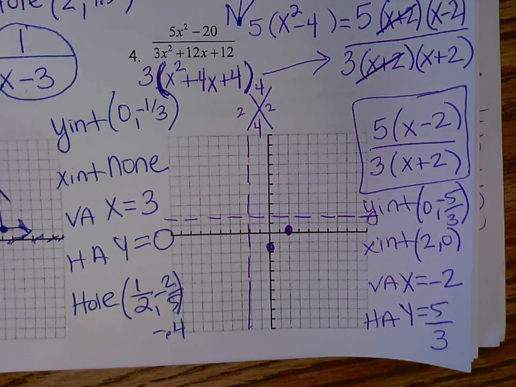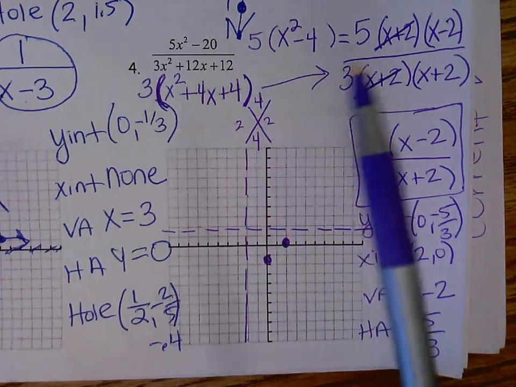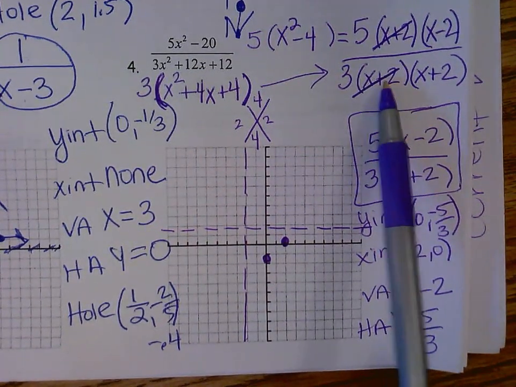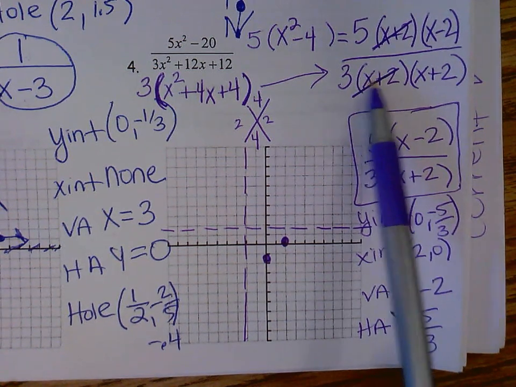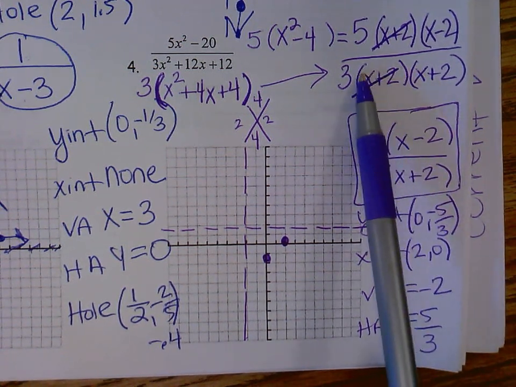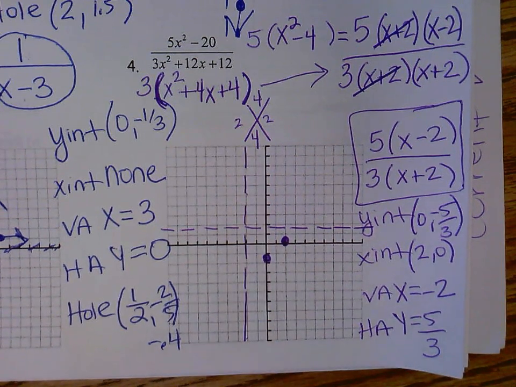I should check for a hole. Is this function going to have a hole? So I go back to the original function where I canceled things. What did I cancel out? I canceled out this x plus 2. So I would have been thinking, oh, this has a hole at -2, right? Because that would have been undefined. But we have an asymptote at -2. So if there's already an asymptote, there's not a hole. You can't have a hole on top of an asymptote.